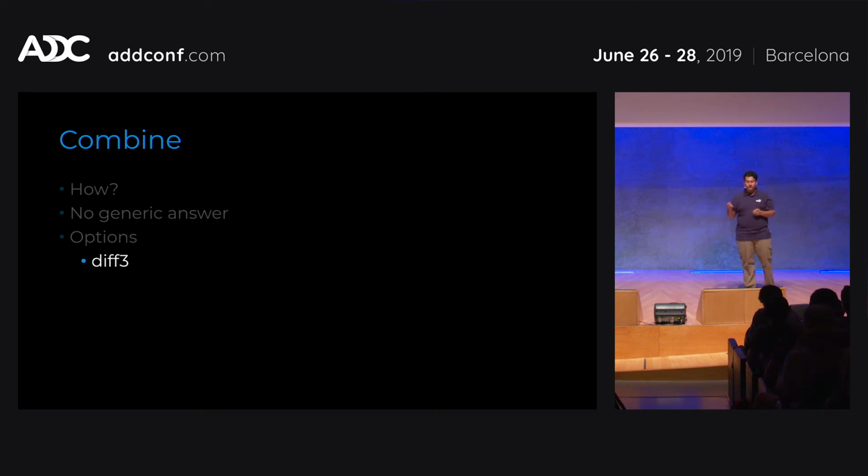So I don't have time to get into what diff3 specifically does, but it's a way of taking three versions of the same content, provided the content can be structured as a list of objects, and merging them together, right?